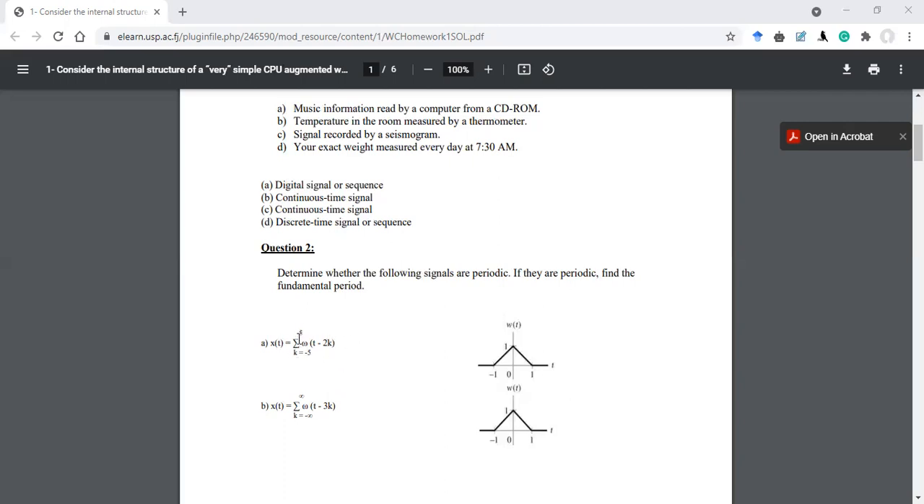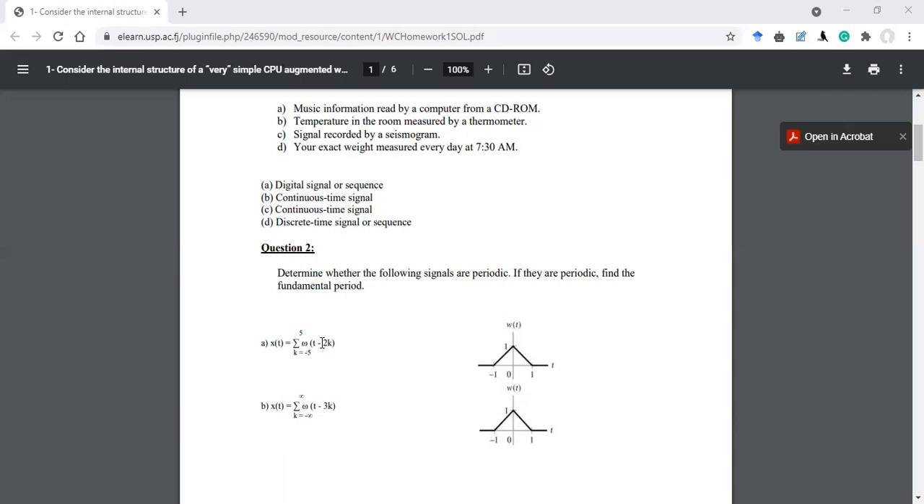It's not periodic. If these values of k weren't bounded, it would have been a periodic function, right? With a period of 2. For B, you can see the k value is not bounded, isn't it? It keeps on repeating itself, right? So this particular signal keeps on repeating forever, on the positive side and the negative side, right? So it is periodic, okay? And it has a period of 3.